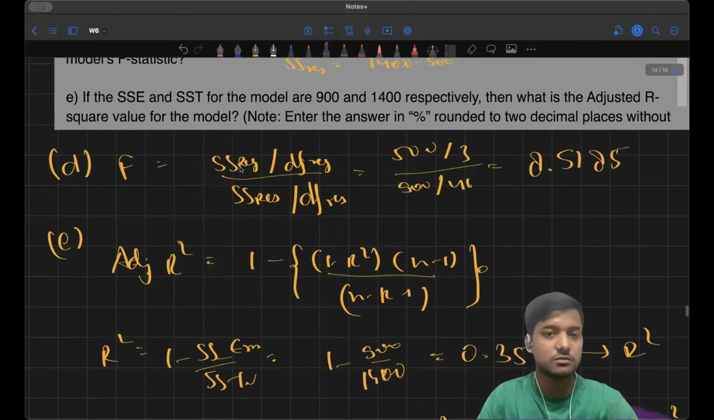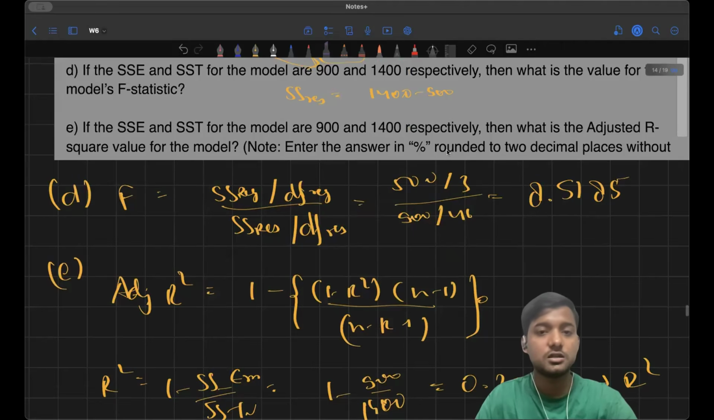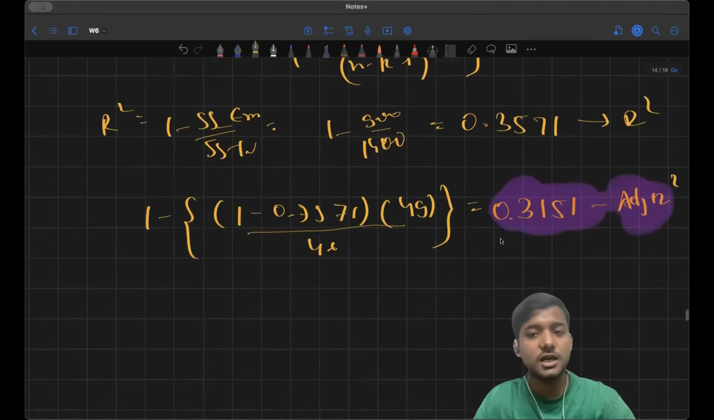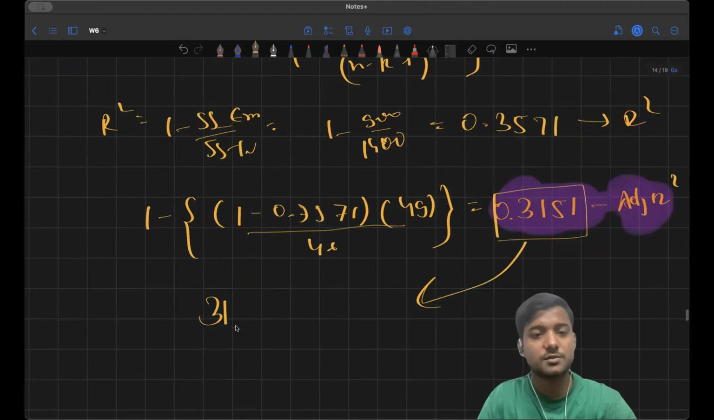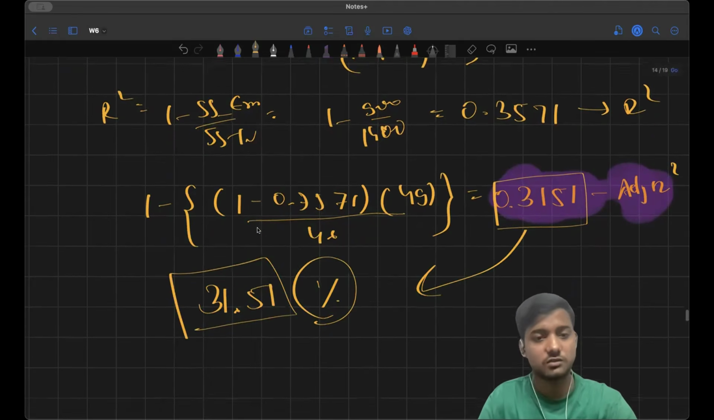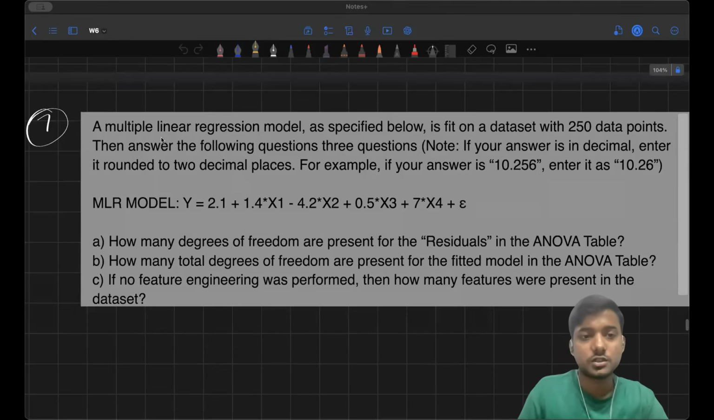But read the question. They said note, enter answer in percentage. That means you need to convert this thing into percentage. So you cannot write 0.3151. It needs to be converted into percentage. That becomes 31.51 percentage. You will not write the % symbol, but this is the answer that you need to enter. This is a decimal. They asked you specifically for a percentage. Okay. So this is the next question.